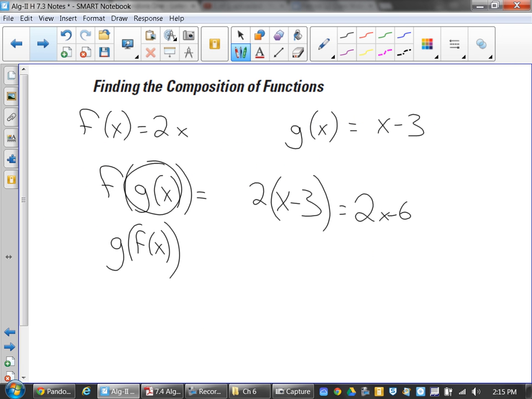G of f of x. I'm going to write down the f of x equation first. And then I surround it with g of x. Well, the g of x equation is just x minus 3. It's exactly right. It's just 2x minus 3. Because the x value is now 2x. It's a composite function.